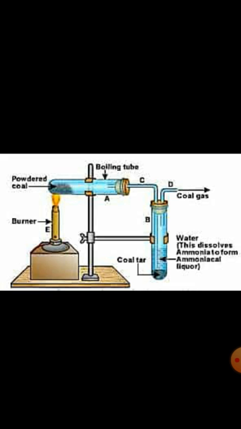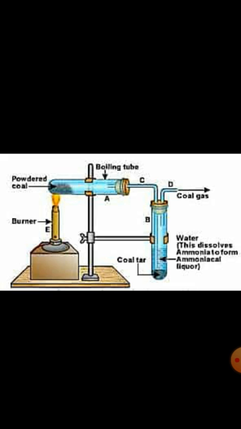A colorless gas is also evolved. This gas is known as coal gas. It comes out of the delivery tube D. A black residue called coke is left in the boiling tube A. After heating, after it gets burnt, a residue will be left which is called coke. So we have 4 byproducts in all by burning coal: coke, coal tar, ammoniacal liquor, and coal gas.